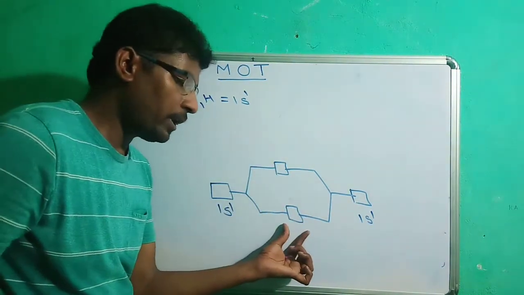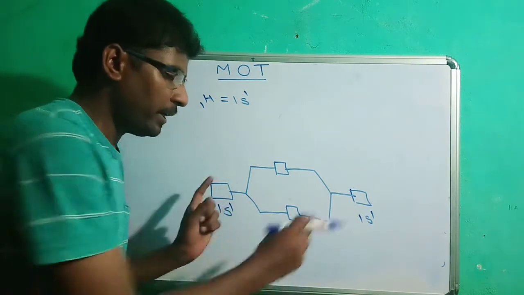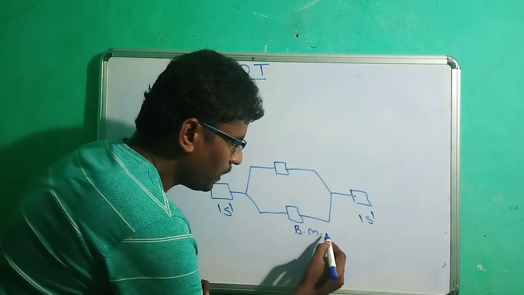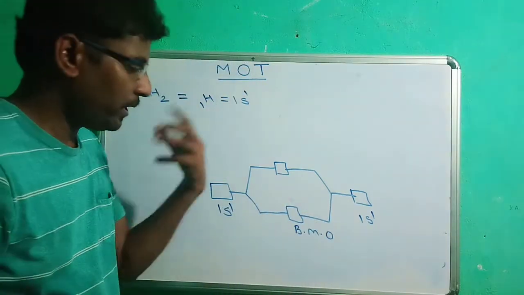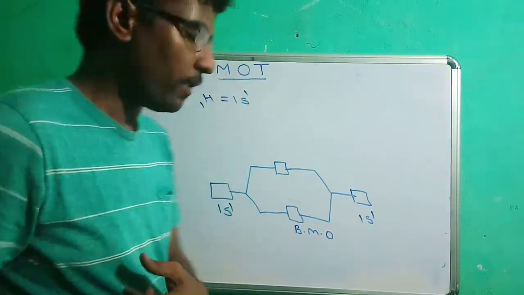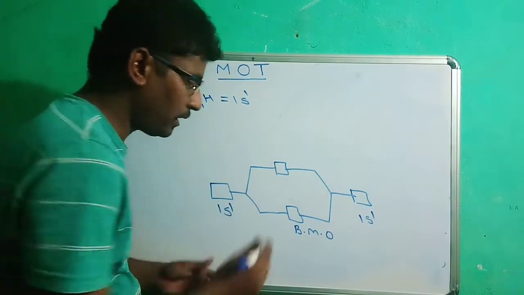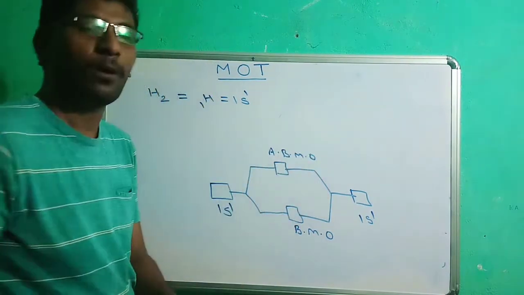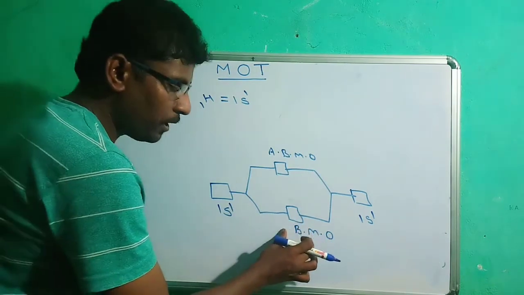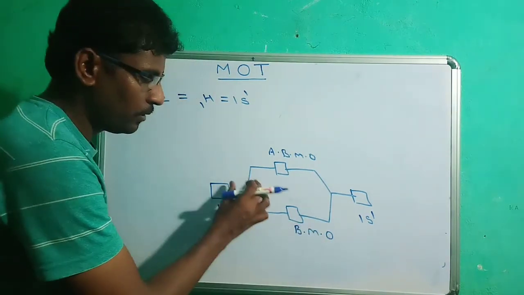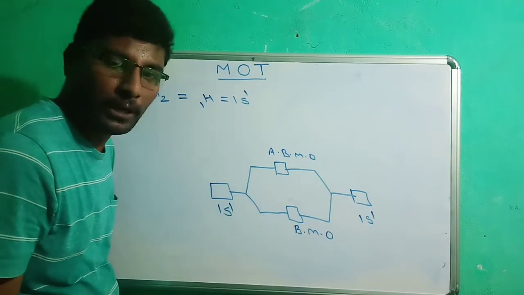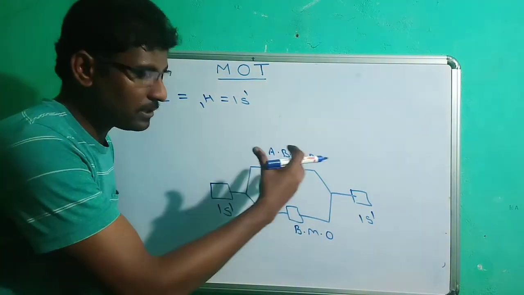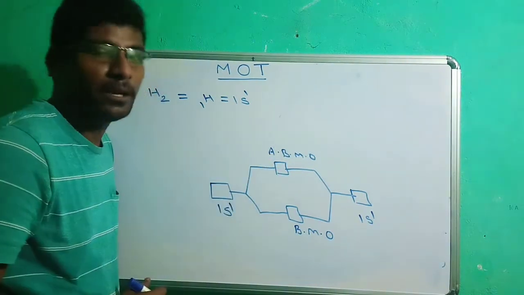The molecular orbital formed by addition of atomic orbitals is called bonding molecular orbital, whereas the molecular orbital formed by subtraction of atomic orbitals is called anti-bonding molecular orbital. So bonding molecular orbital always has lower energy than the atomic orbital, whereas anti-bonding molecular orbital always has more energy than the atomic orbital.